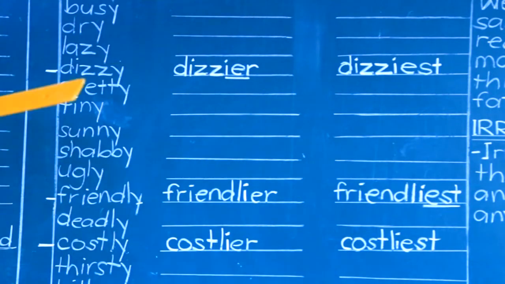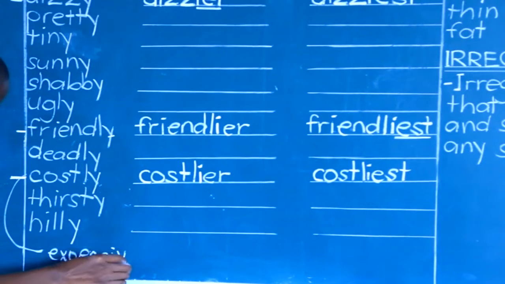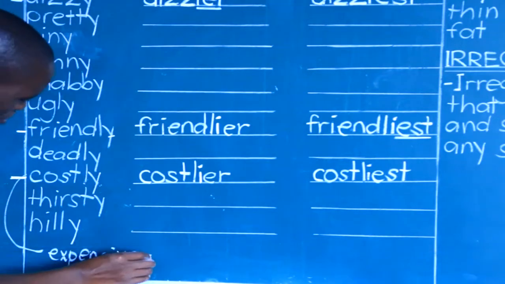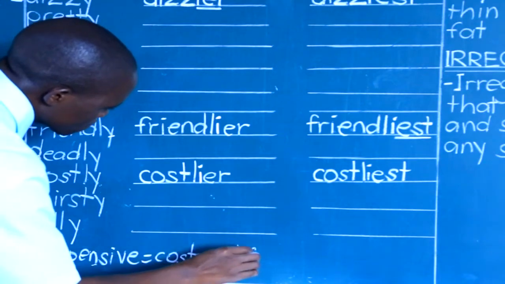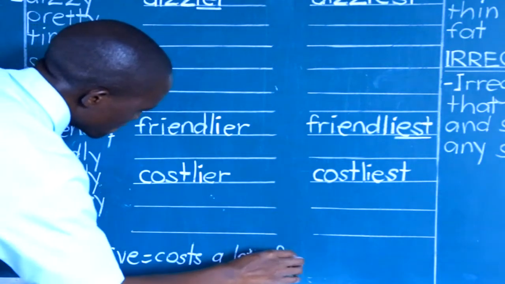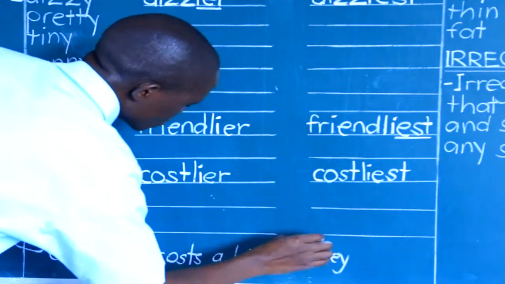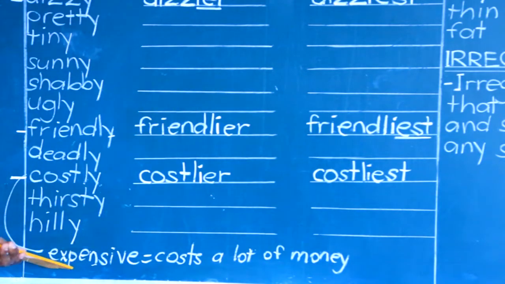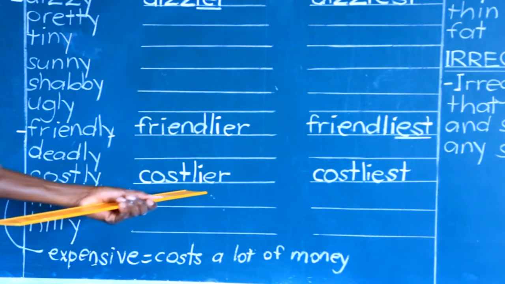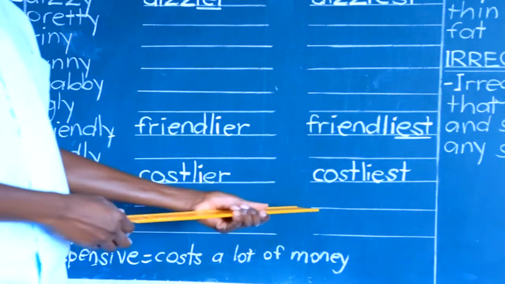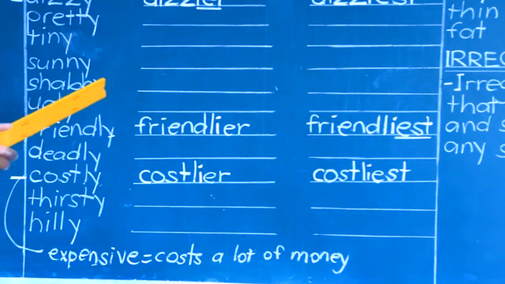C-O-S-T-L-I-E-S-T. Costliest. Costly, what does costly mean? Costly means expensive. If something is expensive, it means it costs a lot of money. Expensive things cost a lot of money. So expensive things or expensive items are costly items. So they are costlier than other items, or they are the costliest items we can talk about.